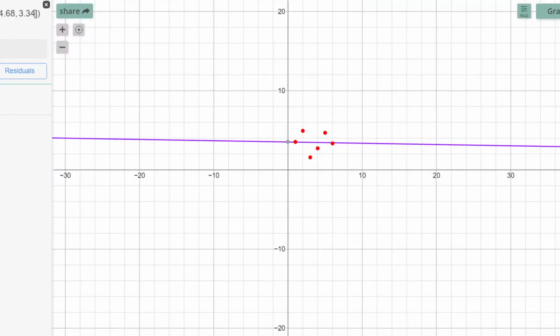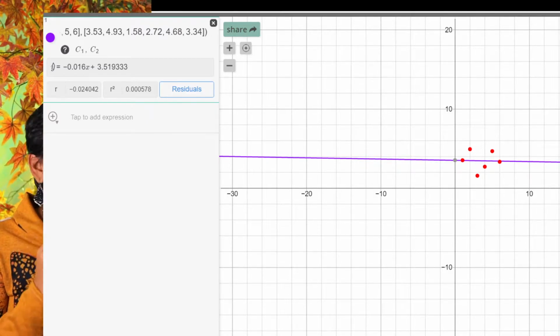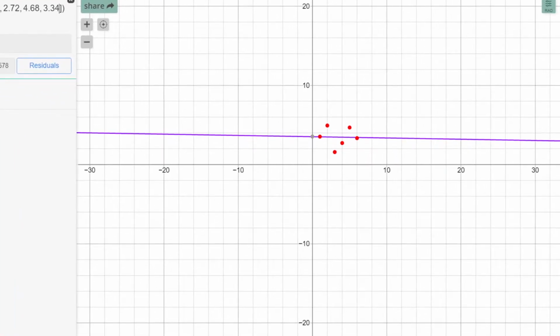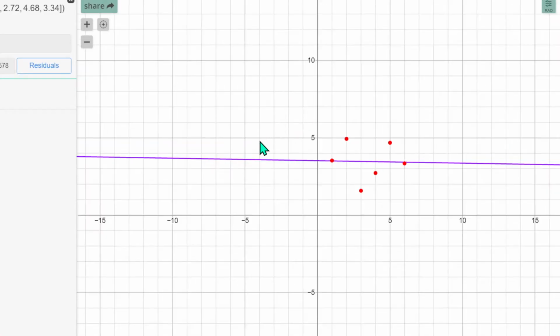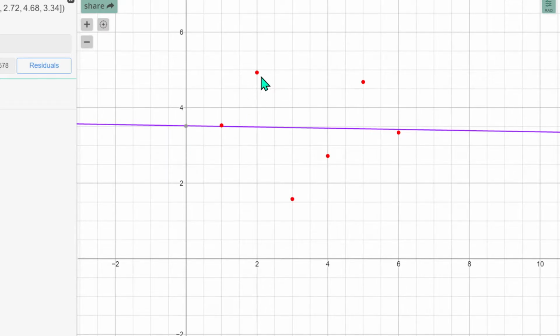Now let me go back here. In your textbook or in your notes, there is a different formula to calculate your y = mx + b, but I highly want you all to use your class calc. You go to your stats, advanced, linear regression, plug in your x values, plug in your y values, and there you have it. So the red dots here are the observed values, and the line here is the line of best fit.